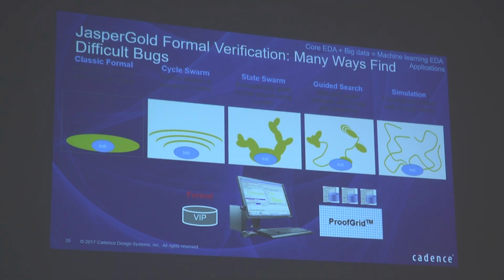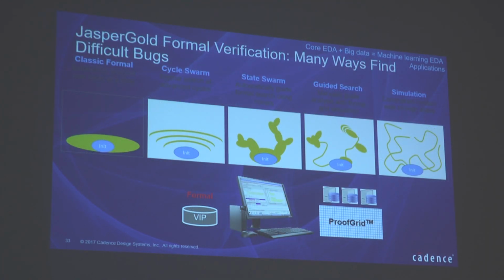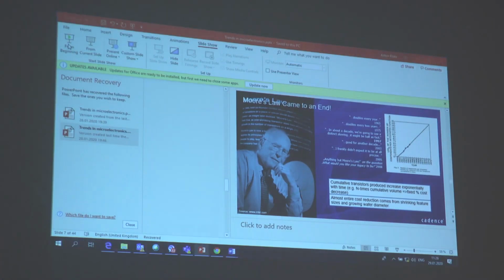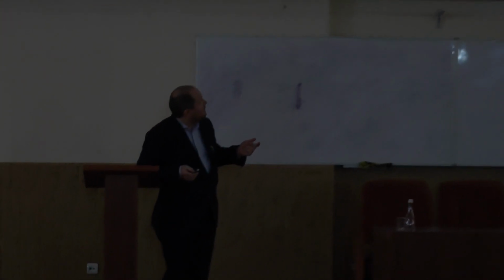But the problem is that not every circuit converges for every algorithm. So that means that you need to find which algorithm is suitable for which circuit, and you cannot really find that easily. And here machine learning can help.